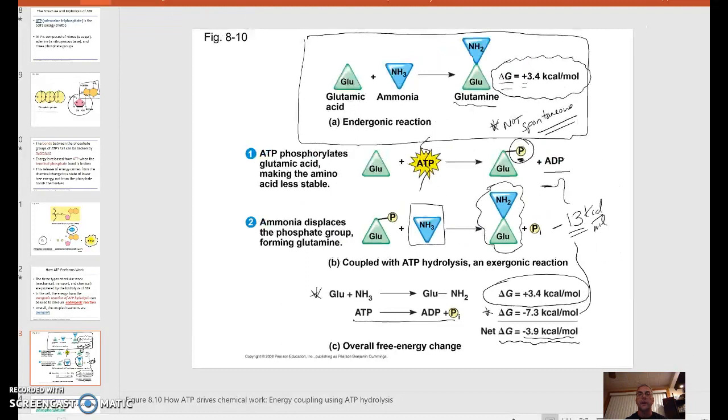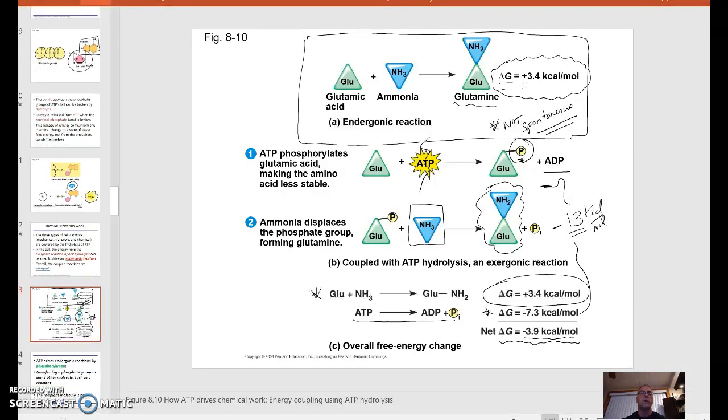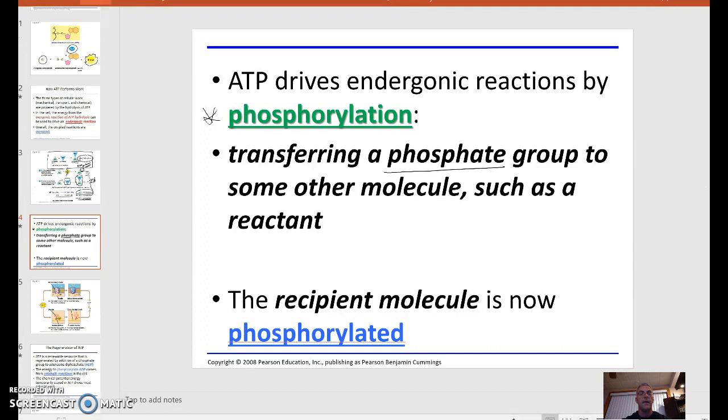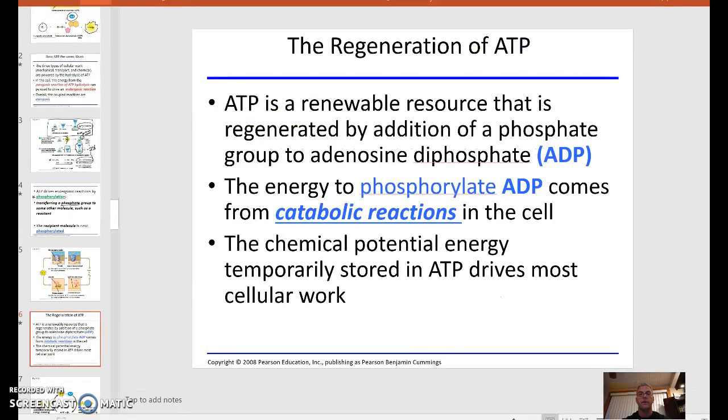So this is a good example of something that's going on inside of our cellular environment that is a coupled reaction. We're going to use ATP as the connection point between these two different things. And as we said, when you hear the term phosphorylation, that means that you have transferred that phosphate to some other type of molecule or component in that situation.